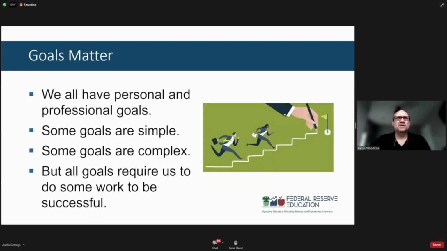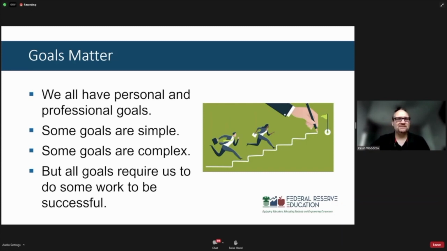But along those lines, we also want students to think about the fact that goals do matter. All right, so we all have some professional goals, personal goals. Some are simple, some are complex. Some require a lot of work. Some require just a little bit of work. Some days it feels like just getting out of bed is a goal, especially during the height of the pandemic. And there are other days where there's just so much going on, you don't realize what you are achieving.